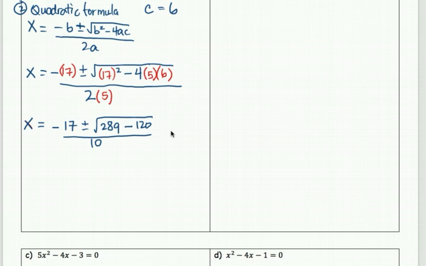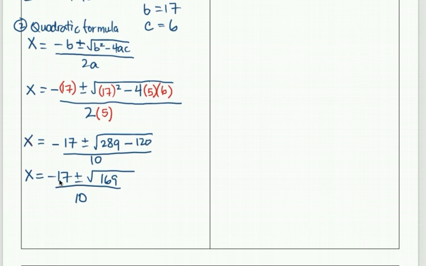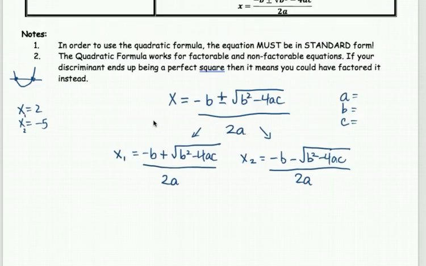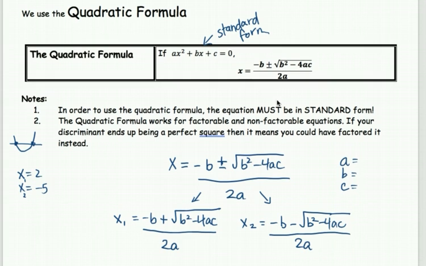Okay, so now let's clean up the rest of the square root here. And we get 169 in here. And this is where, back up here with this comment, if your discriminant is right here. Okay, the discriminant is that b squared minus 4ac. Okay, that's what the discriminant is.